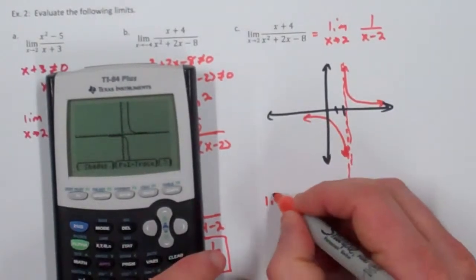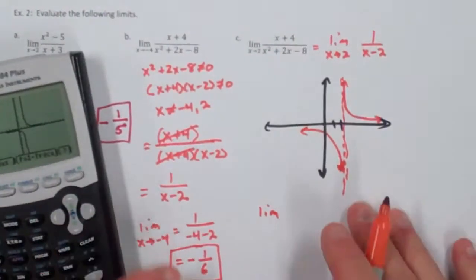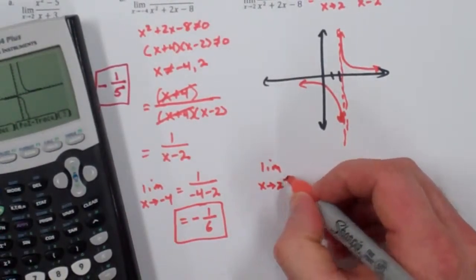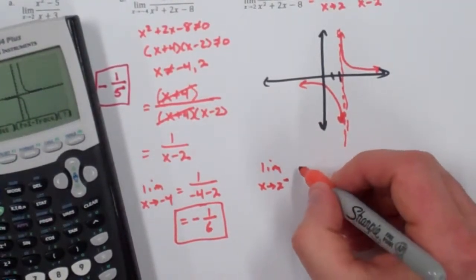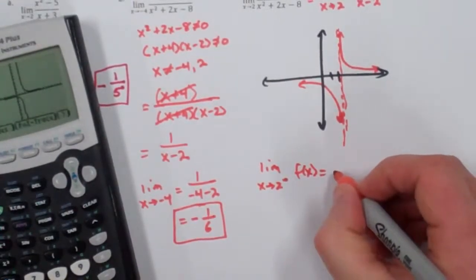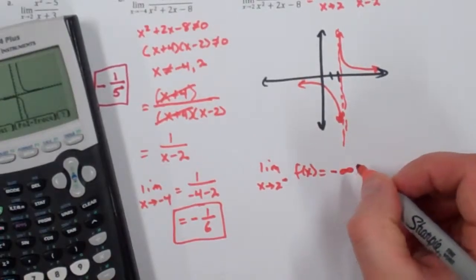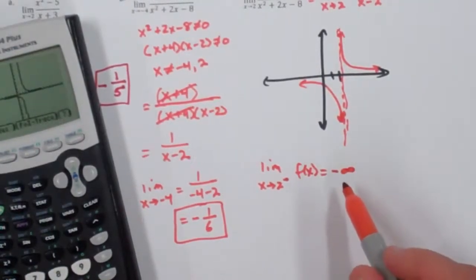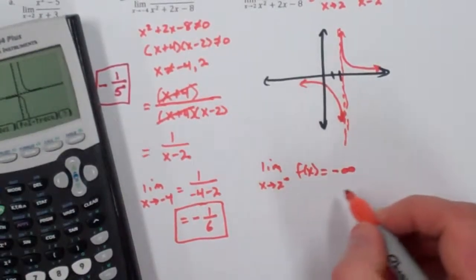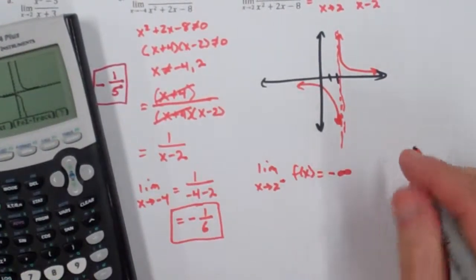Now I can write that notation for you. That'd probably be a good idea. So the limit as x approaches 2 from the left of this function, let's just name it f of x, is equal to negative infinity. Or some people would say that the limit does not exist because the function continues without bound. There is no limit. However, if you use that notation, you should be okay.